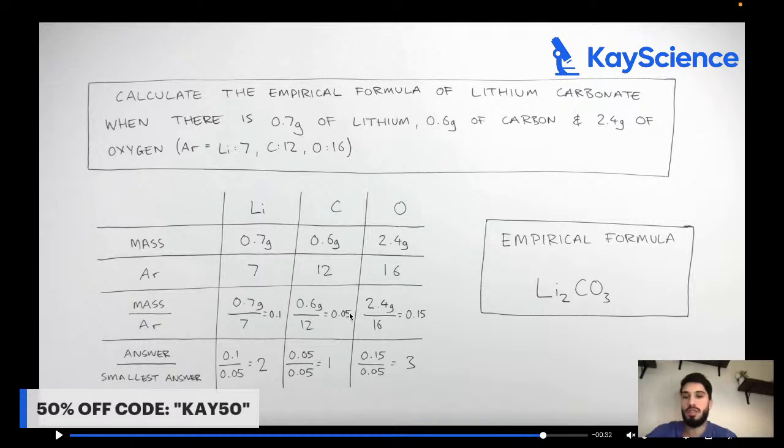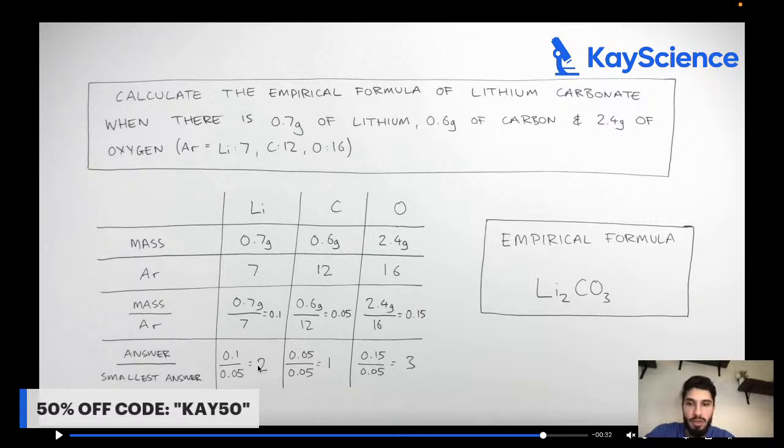You then do your answer divided by the smallest answer. So 0.05 is the smallest answer here. So we do 0.1 divided by 0.05, which equals 2. 0.05 divided by 0.05 equals 1. And then 0.15 divided by 0.05 equals 3. That's your second mark. You then need to take these numbers and apply this to the empirical formula.